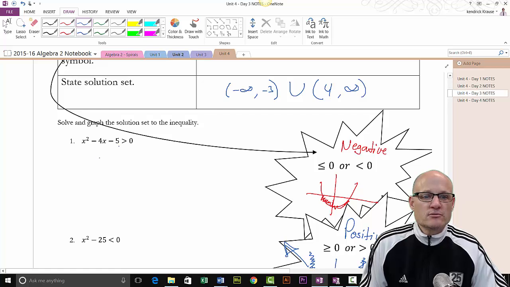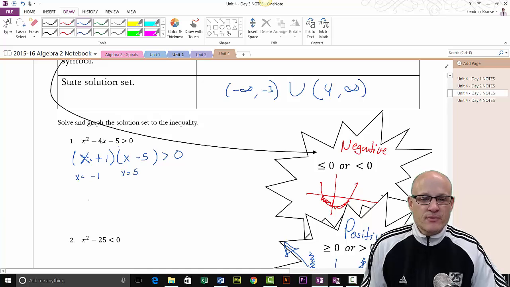So what we're going to do is, the first thing we're going to do is factor. So x and x, and we're looking for greater than 0. And it's minus 5 and plus 1. So my two roots are x equals negative 1 and x equals positive 5. So if I look at my number line, negative 1 and positive 5.